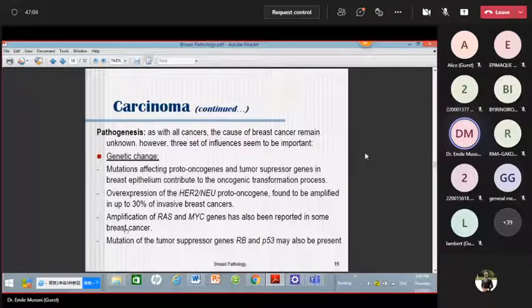Pathogenesis: overexpression of what we call HER2, human epidermal growth factor receptor 2, a proto-oncogene that is amplified.